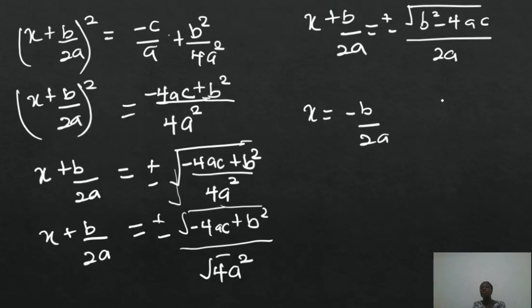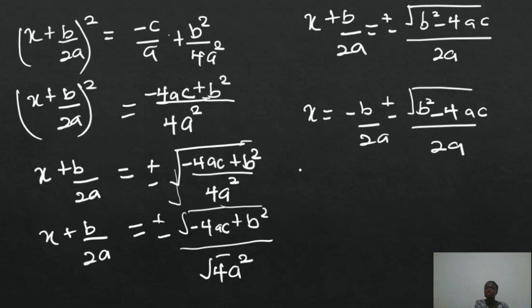Since it is positive here, it's going to be negative, plus or minus the square root of b squared minus 4ac, all over 2a. So we are going to find the LCM at this side. Since they have the same denominator, it means the LCM is going to be 2a. So our x is going to be negative b plus or minus the square root of b squared minus 4ac.